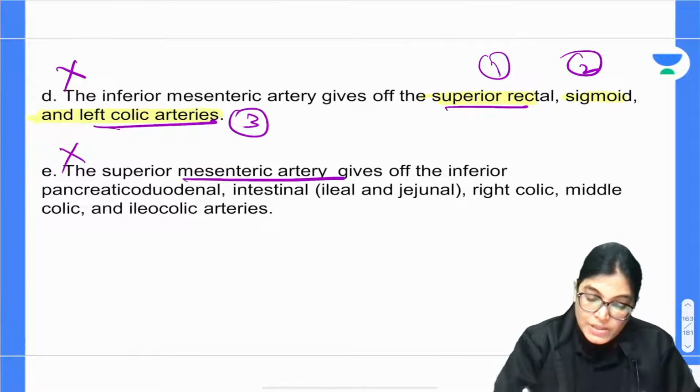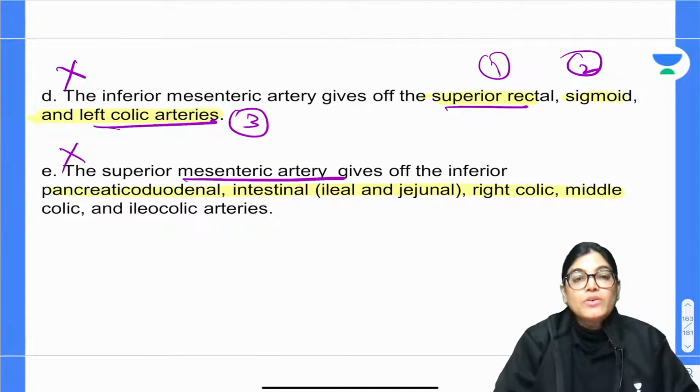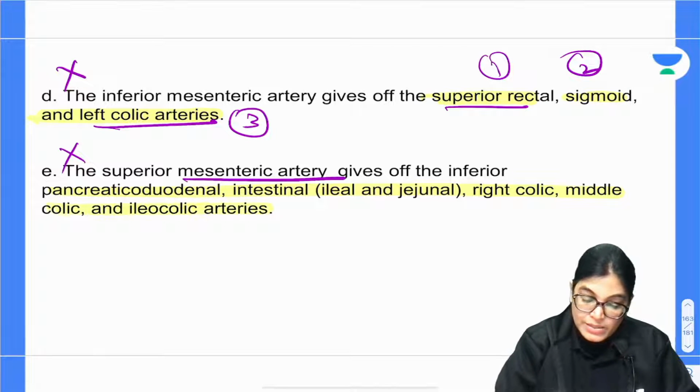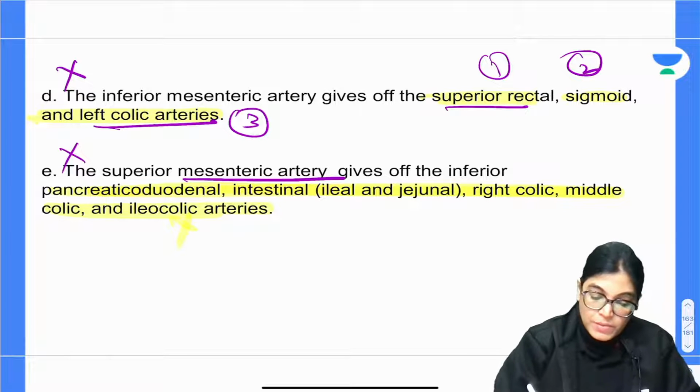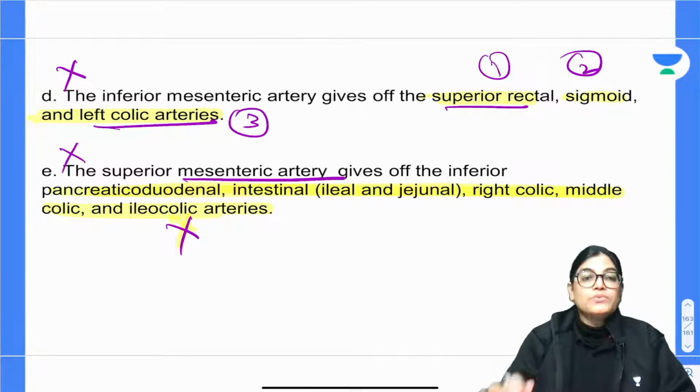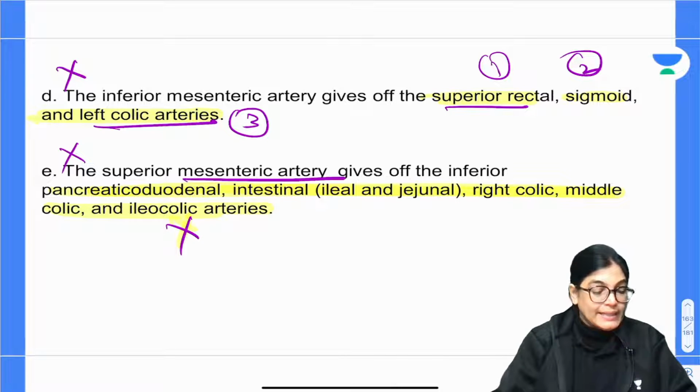The superior mesenteric artery again is not the correct answer. It gives the inferior pancreaticoduodenal artery, ileocolic artery, jejunal and ileal arteries, and the right colic artery. So this is also not providing any blood supply to the kidney. The superior mesenteric artery is also an incorrect option.